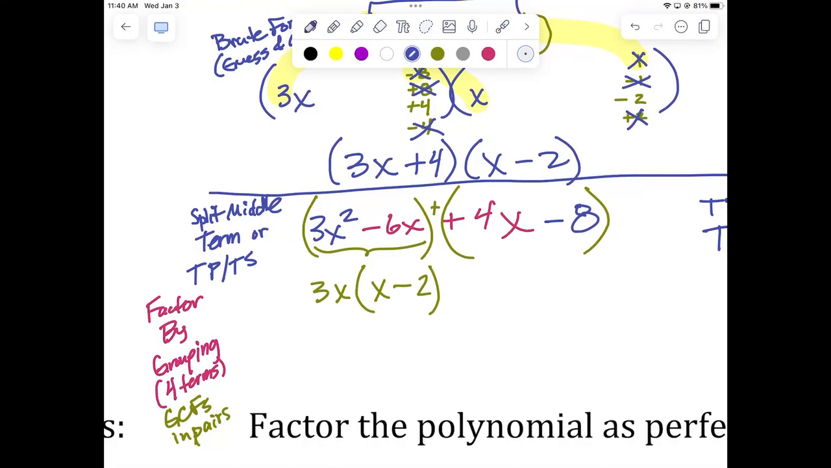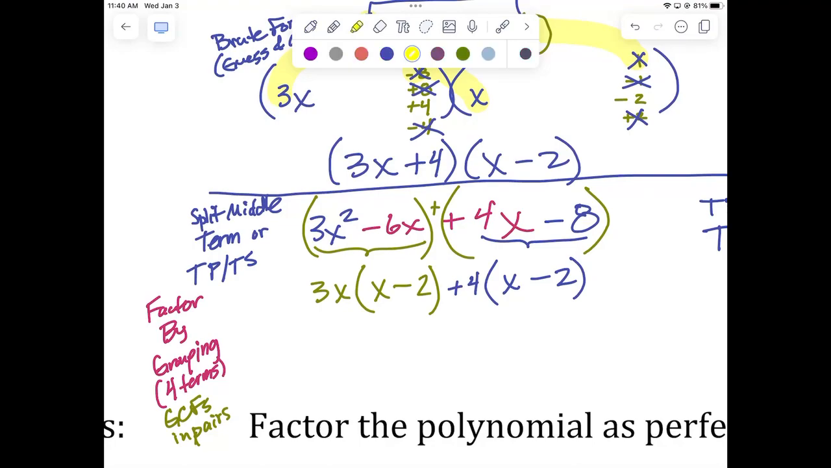And then you do it in the next one. You're looking for common factors in 4x and negative 8. What's common in 4x and negative 8? 4. So I'm going to say plus 4 parentheses, and then I factor out. What's 4x divided by 4? X. What's negative 8 divided by 4? Negative 2. Yeah. And now you're almost there.